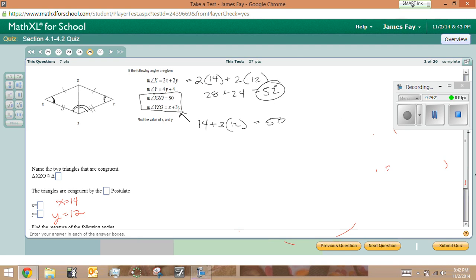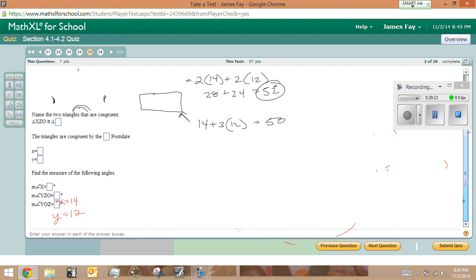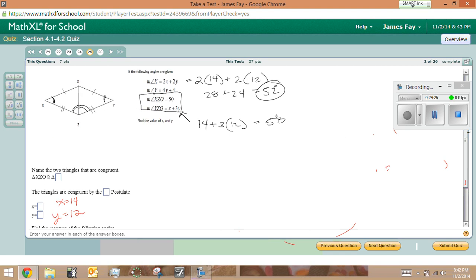And the final part was find YOZ. Well, now YOZ is this angle here. We don't have any expressions for that angle. But right now, we know that this one, YZO, that was 50. We knew that angle Y and angle X are both 52. So that's 102 degrees. So this one must be 78 degrees. So angle YOZ is 78 degrees.